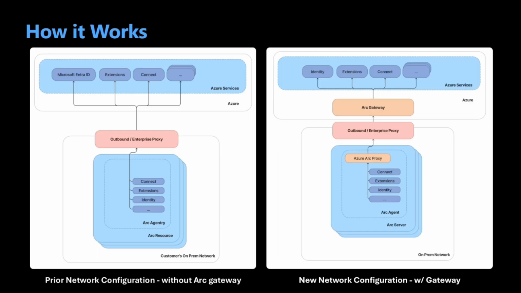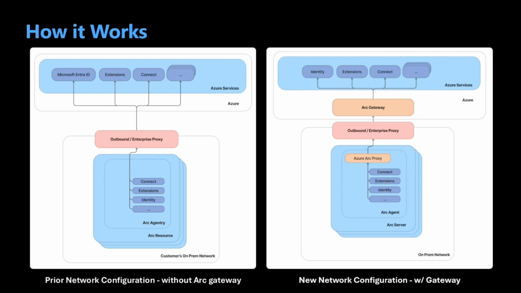So I have these two graphics that just illustrate how it works. Here on the left is the prior network configuration without Arc Gateway. You can see we have all the Azure services up in Azure. And then for our customers who have enterprise proxies, all those endpoints that I showed on the first couple slides are required for each of the Azure services. Entra ID has 3 different endpoints. Connect has 2 or so endpoints. Each extension has its own list of endpoints, and each other Azure service has its own list of endpoints.